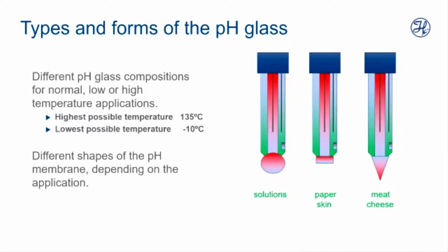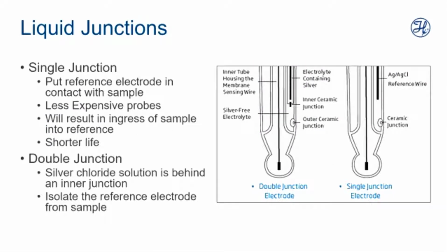All right, the next thing that we're going to talk about is liquid junctions. They're really important. You need that flow of ions to go from within the reference to the solution to form that circuit. If your liquid junction is clogged, then you won't get a good reading or any reading at all because you've broken the circuit. It's a broken electrical circuit. So there's two types of junctions. There's double junctions in probes and single junctions.